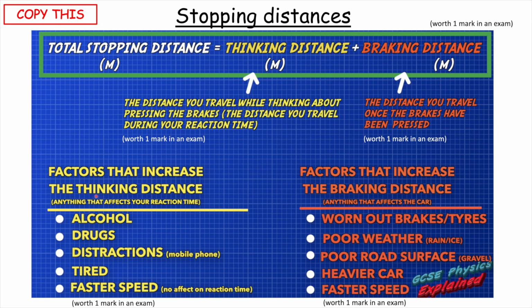Well, factors that increase the thinking distance are anything that affects your reaction time. So if someone was to suddenly cross the road and you have to press the brakes, if you've been drinking alcohol or taking drugs, or if you're distracted because you're on your mobile phone or any other distraction, or if you're tired, all of those things will increase your reaction time and increase your thinking distance.